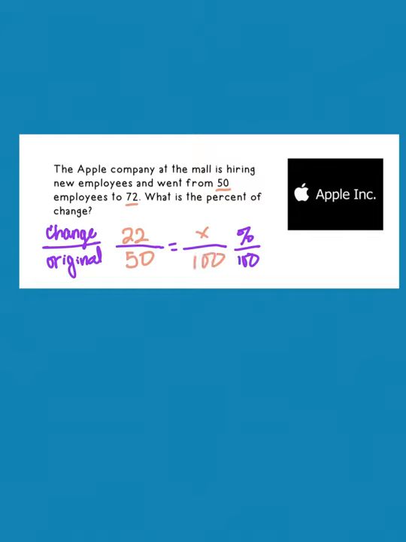Okay. I can see that right here from 50 to 100 is times 2. So I'm going to multiply that by 2. And I'm going to get 44. So X equals 44. So that's 44% increase because it was originally 50 and it went up. So that is a percent increase.